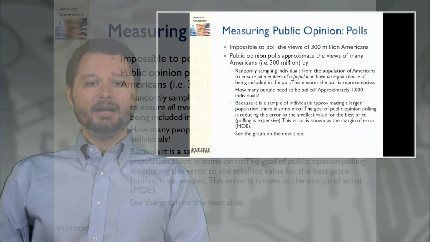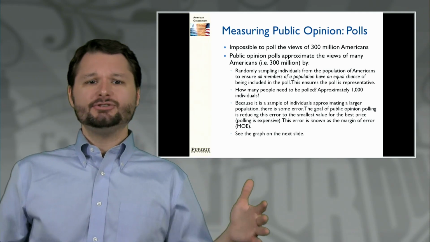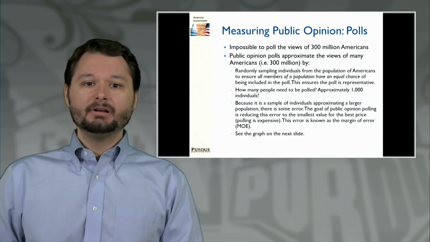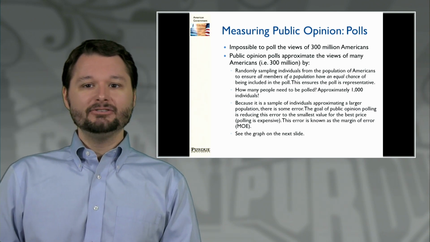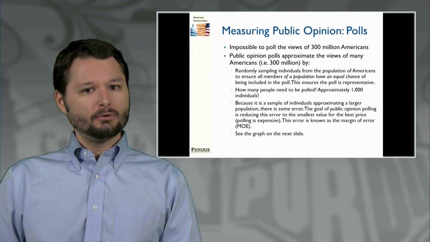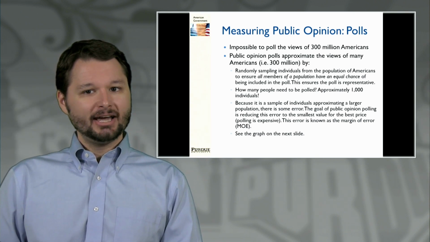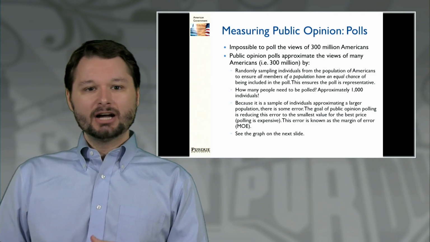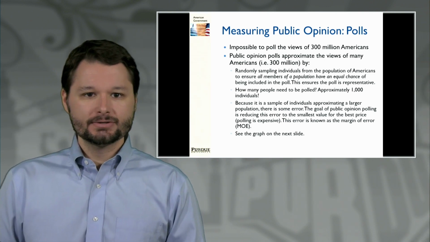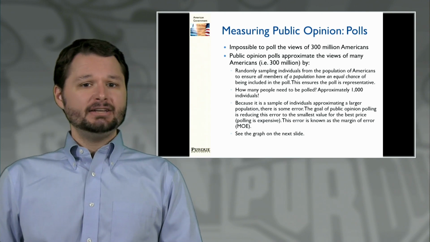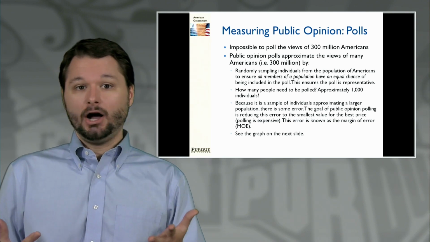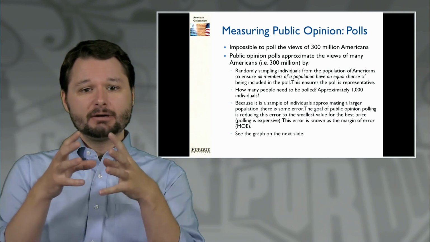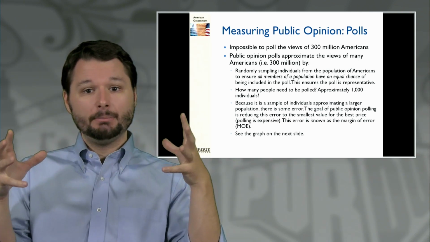So the question then becomes, all right, how many individuals actually have to be polled? It has to be a lot, right? No. Public opinion researchers have found that to approximate the views of roughly 300 million people in the United States, a public opinion poll needs to get to approximately 1,000 individuals. So 1,000 individuals need to give their opinions on something in a poll for those to be reasonably traced back to the views of the population at large.